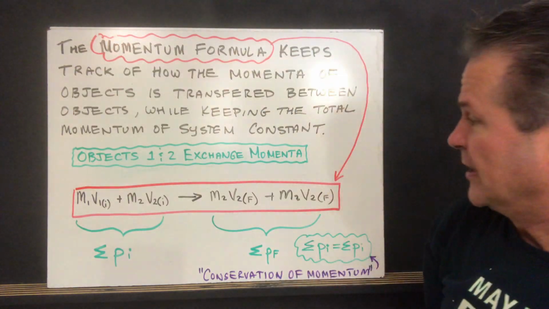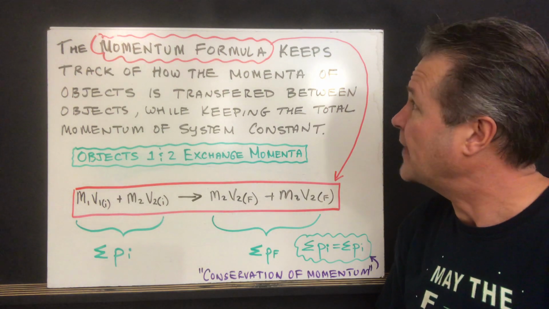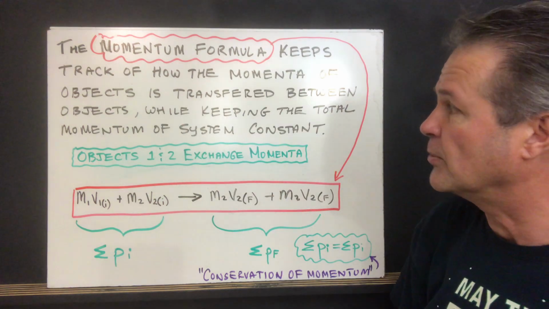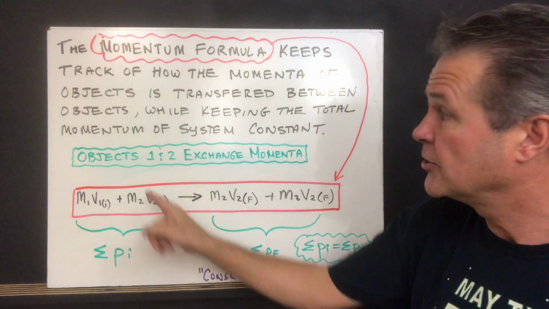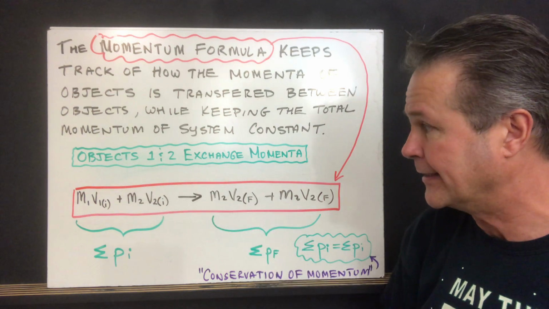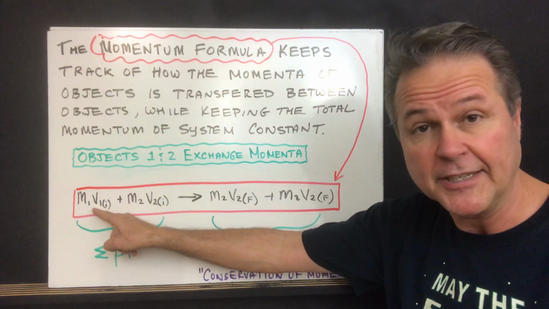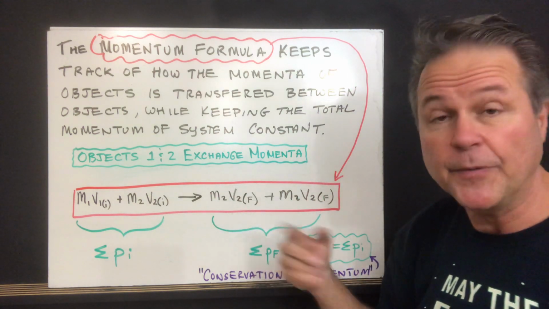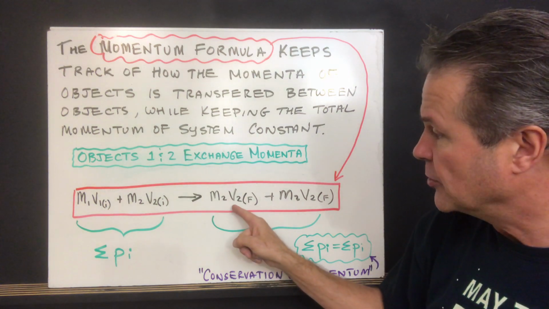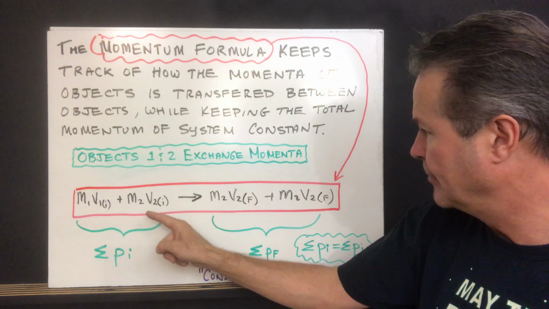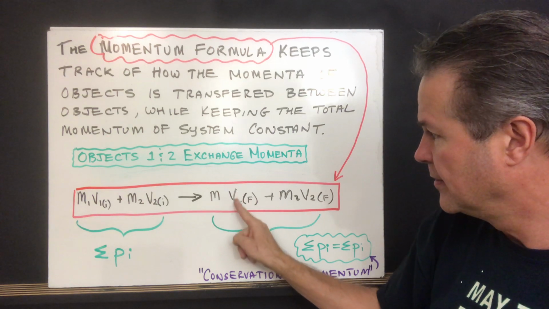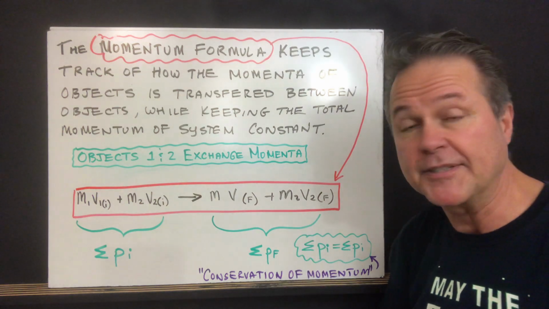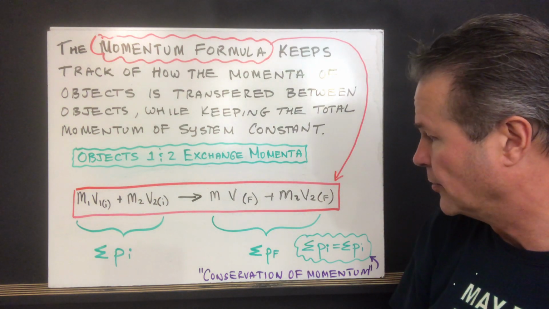So the momentum formula, that's this down here, keeps track of how the momenta of objects is transferred between the objects while keeping the total momentum of the system constant. So objects 1 and 2 are exchanging momenta. So initially, object 1 has its momentum, object 2 has its momentum, and they undergo a change which affects their velocities. And you end up having a new velocity for object 1, and object 2 will have its final velocity also.